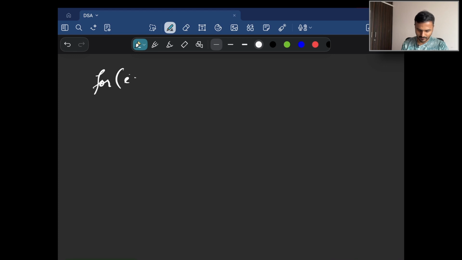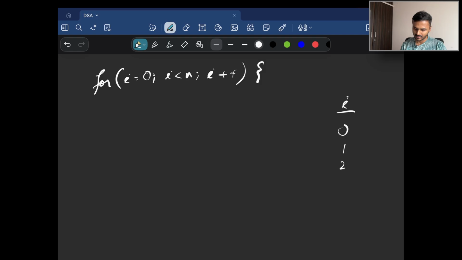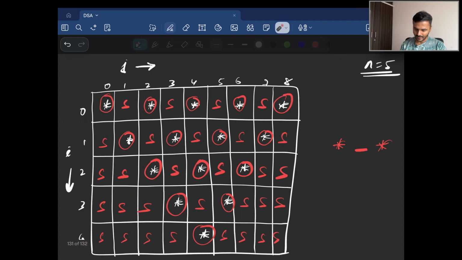We would say for I equal to 0, I less than n, I plus plus, right? What will this give us? This will give us the value of I as 0, 1, 2, 3, 4. And that is what we want, correct?